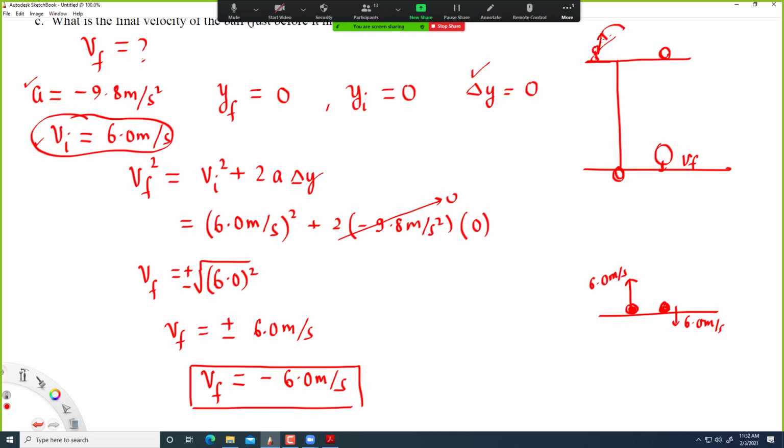So at this point, initial velocity is 6. It's not from here. So that means we need to consider this point as our initial point, because we don't know the initial velocity at this point. Vi is not known. Does that make sense? No?